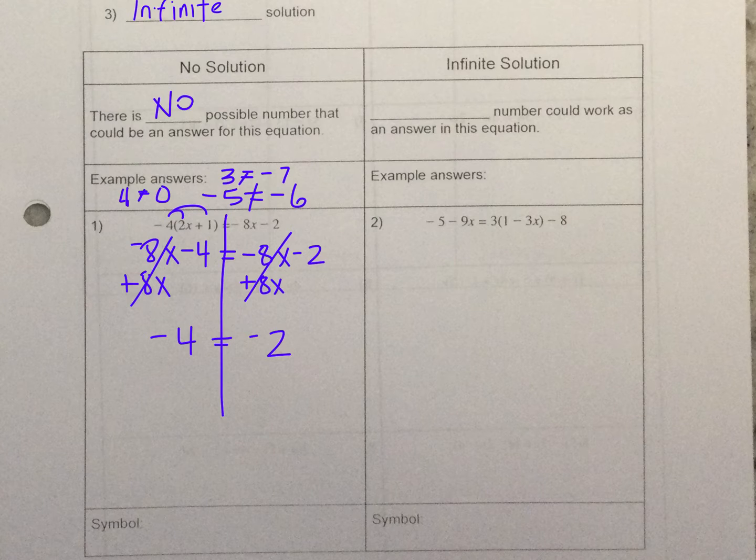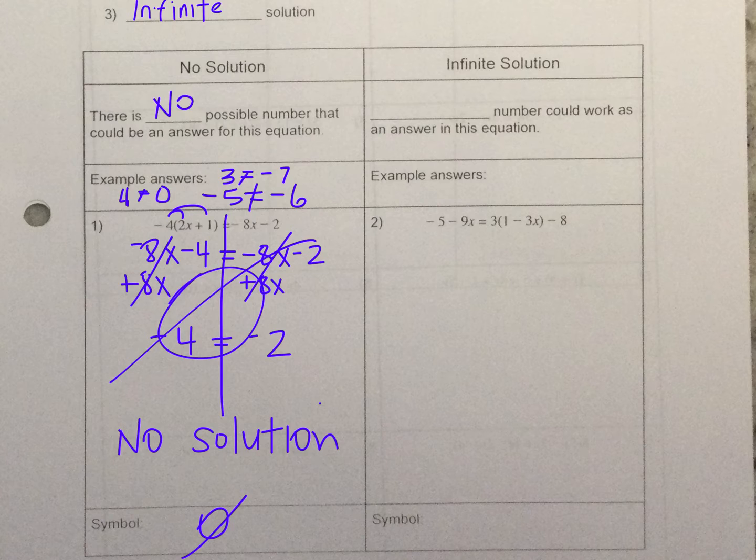Does -4 equal -2? Are they the same thing? Absolutely not. So this equation has no solution. It doesn't matter what number I try, it's not going to have an answer. And the symbol for a problem with no solution is a 0 with a line through it. So, no solution.